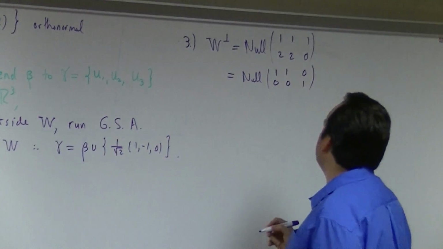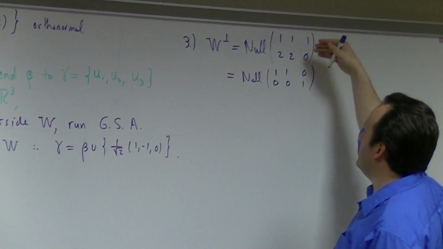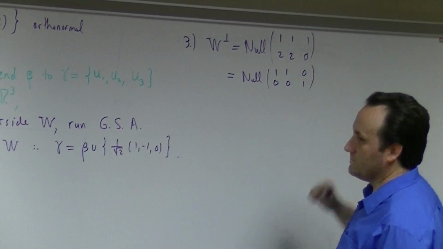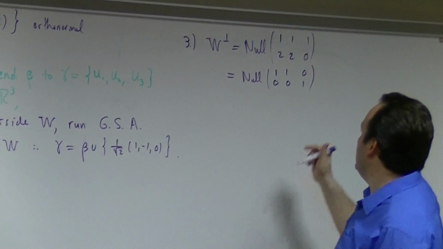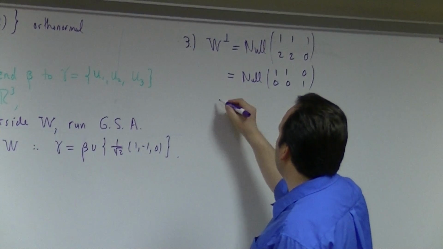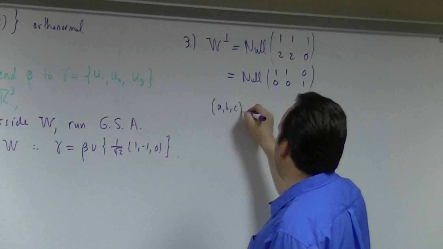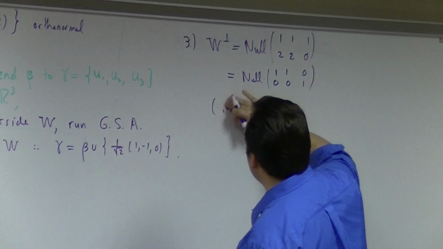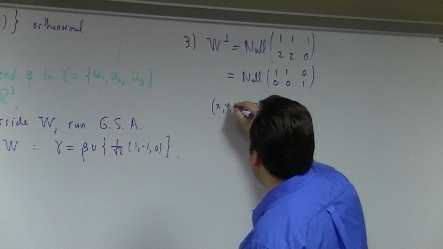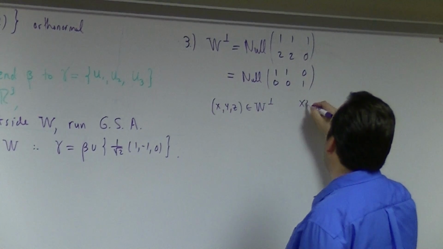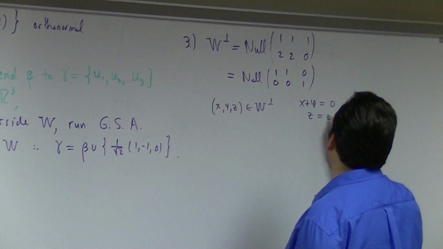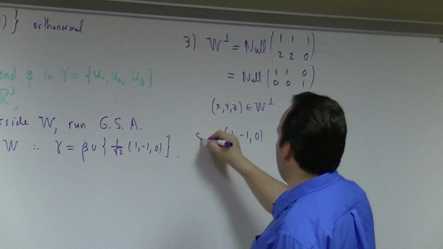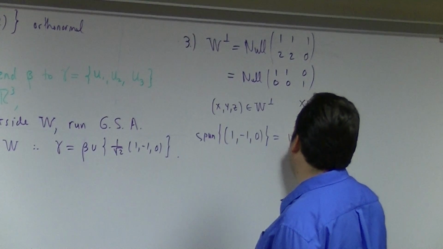Why? Well, you do the row reduction, right? So you subtract 2 copies of the first one from the second one, and then flip the rows, you'll get to this. Anyway, so you can see that if (x, y, z) is in the null space, if it's in the perp, then what do you got? You got x plus y equal to 0. You got z equal to 0. So you got yourself a (1, -1, 0). Span of that is W perp.